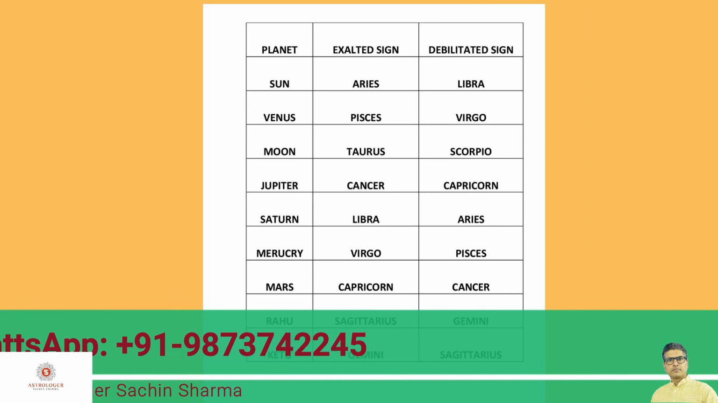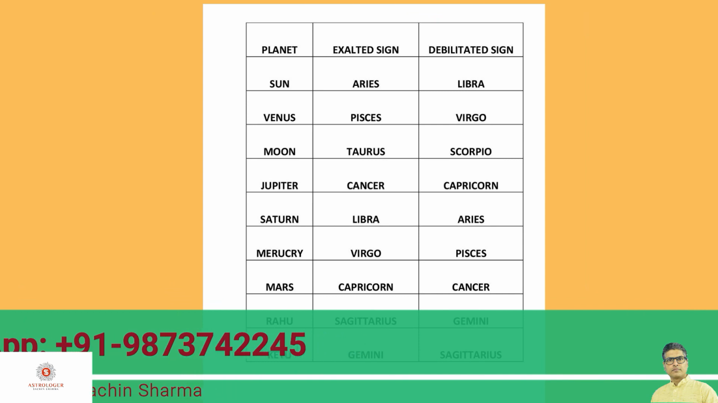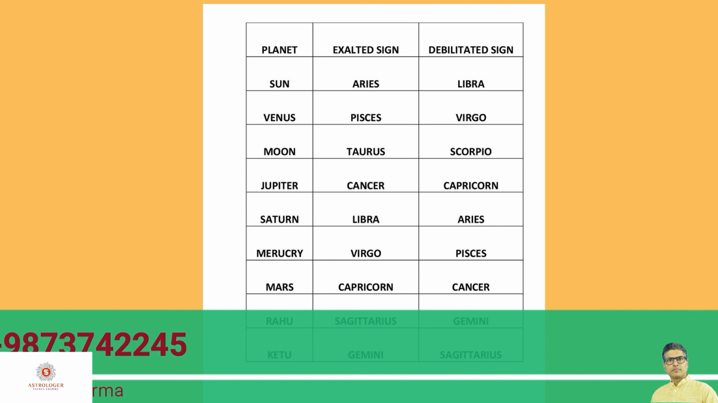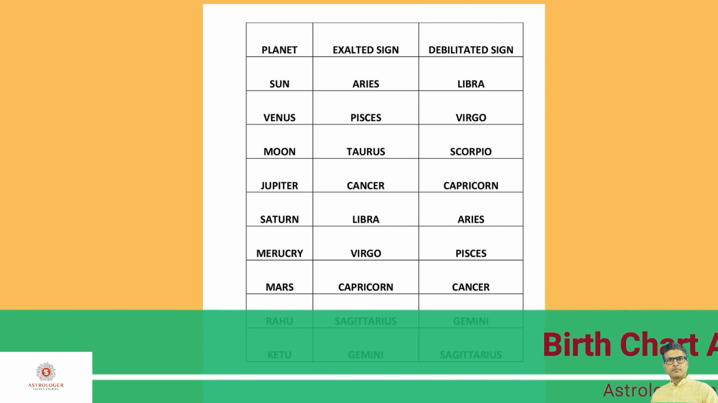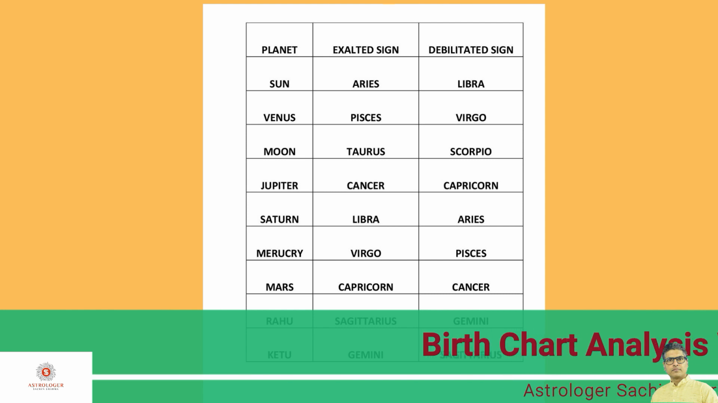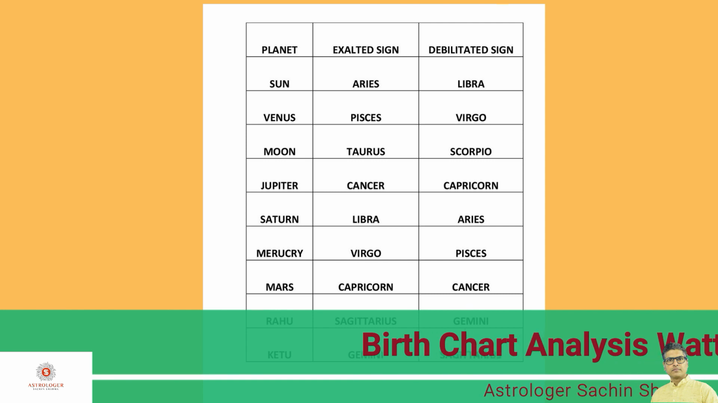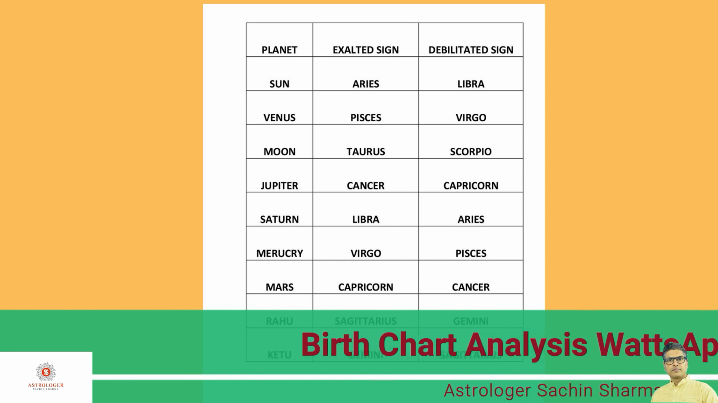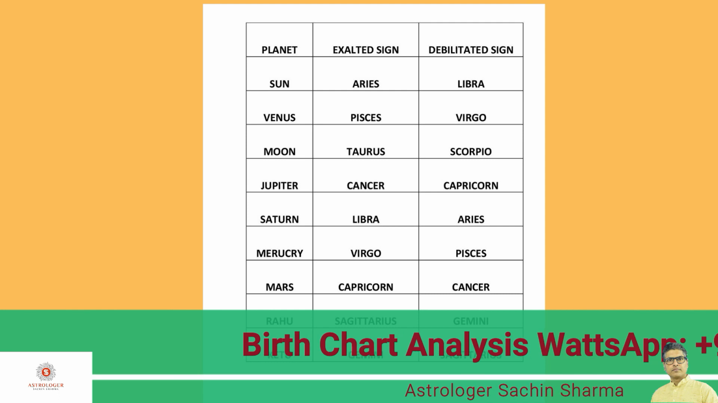So let's do a quick recap on exalted sign and debilitated sign. That will be better for you. That will give you a quick reference of exalted as well as debilitated sign here, and later on we will be doing a test on exalted and debilitated sign. So for Sun, exalted sign is Aries and debilitated sign is Libra. For Venus, exalted sign is Pisces and debilitated sign is Virgo. For Moon, exalted sign is Taurus and debilitated sign is Scorpio.